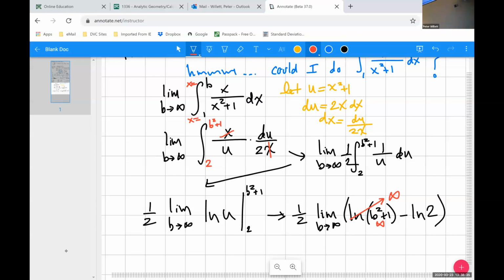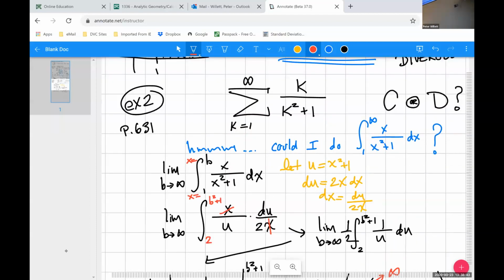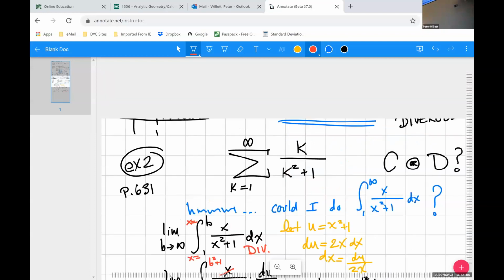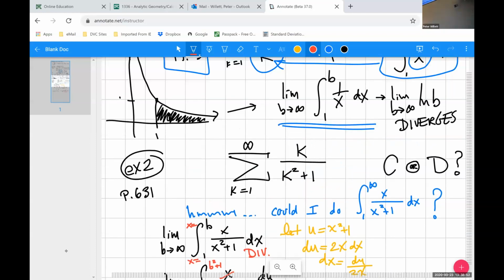So that means that this limit diverges, which means that this integral diverges. So therefore, by the integral test, this series diverges.